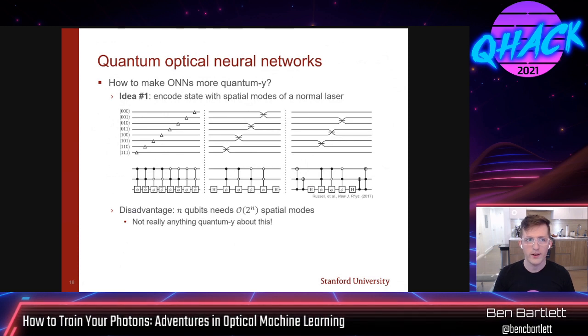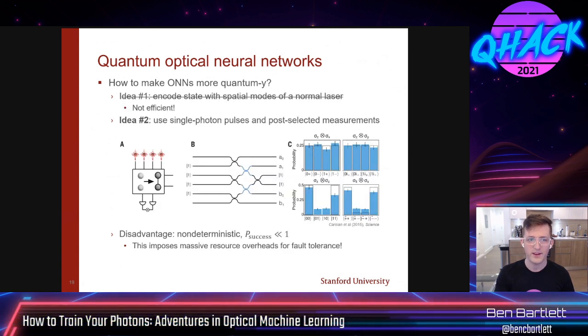Returning to our idea of how to make optical neural networks more quantum: idea number 1 is you could just encode your quantum state with the spatial modes of a normal laser. If you have a 3-qubit state, you could have 8 waveguides, and how much of the state is in 001 is just how much of the light intensity is in the second waveguide. The disadvantage is there's not really anything quantum about this. If you have n qubits, you need a device with 2^n waveguides. So if you want a 50-qubit device, you need a photonic chip that is bigger than the sun. So this is not very useful.